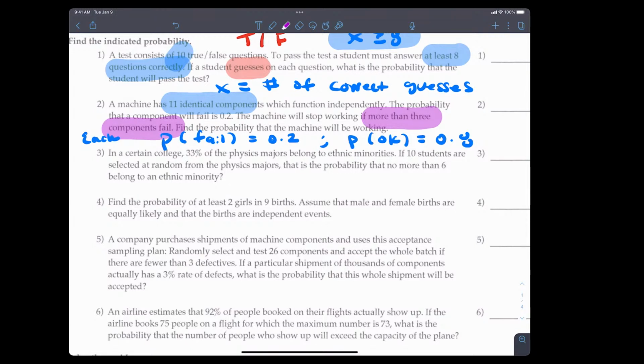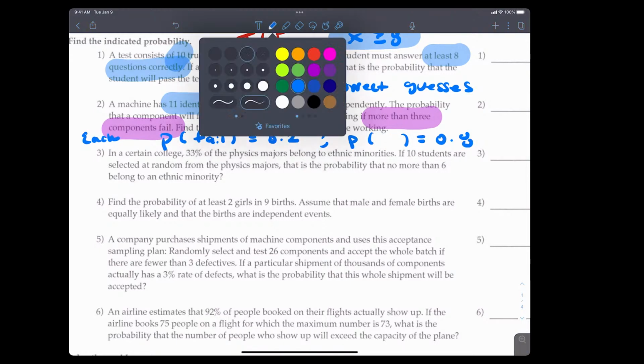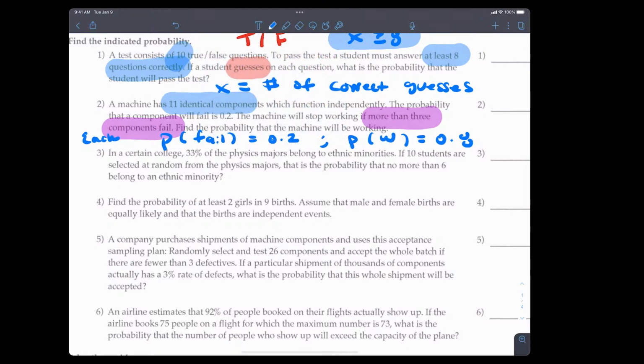Okay, so they're going to say, now find the probability that the machine will be working. So maybe I can change this word to W for works, right? This is each component works. Individual component works 80% of the time, but it fails 20% of the time. They're saying find the probability that the machine will be working. So this is going to take some thinking here. So here's what I'm going to do here.